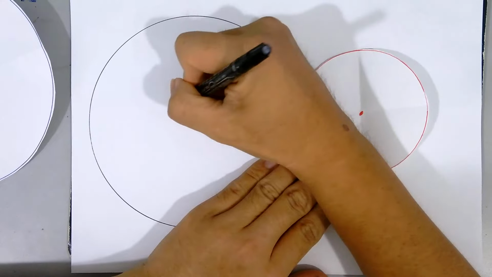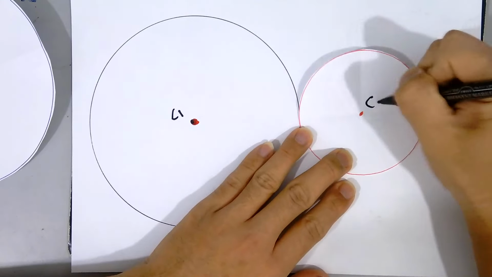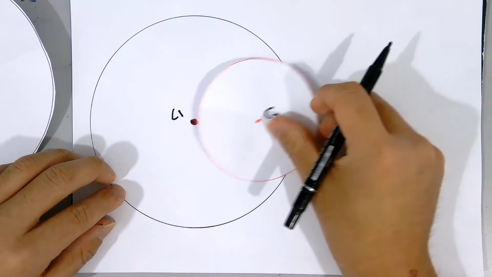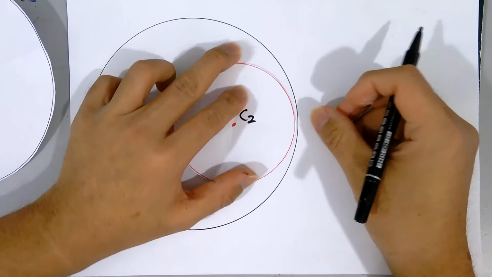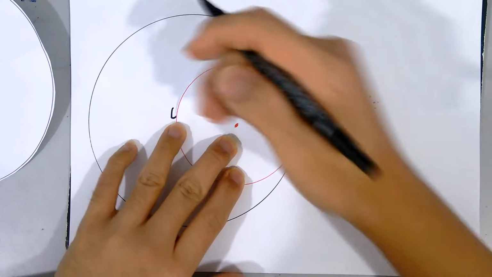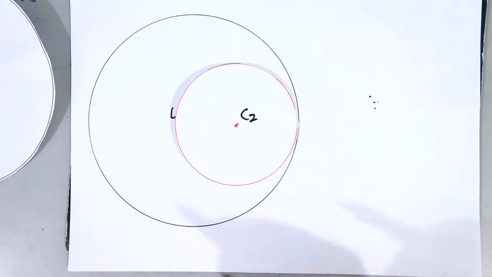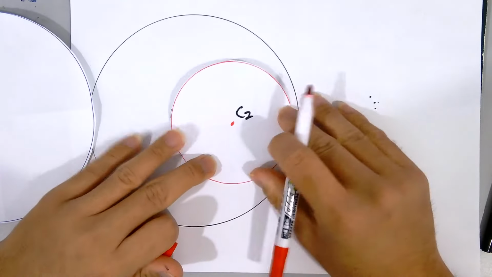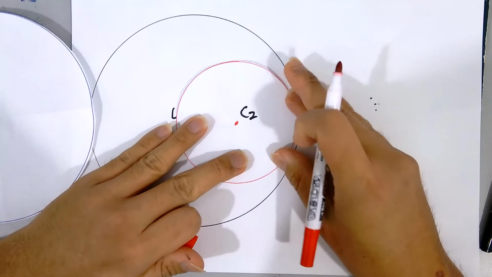Okay, let's say I label again. This is center 1, this is center 2. What happens if these two circles touch internally? We said they touch internally. So okay, there is a center here. I'm going to show you, there is a center. So C1, all right, this is C1.